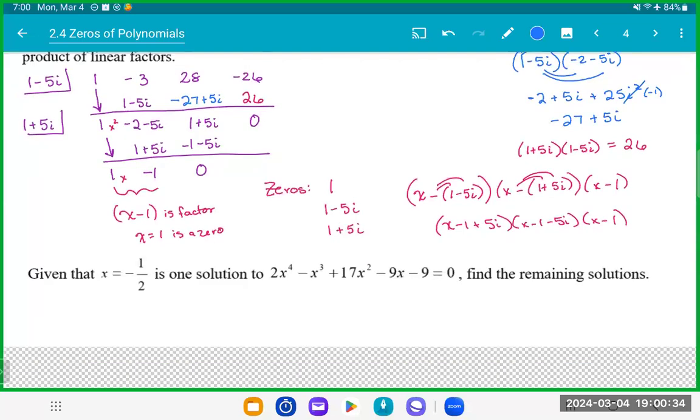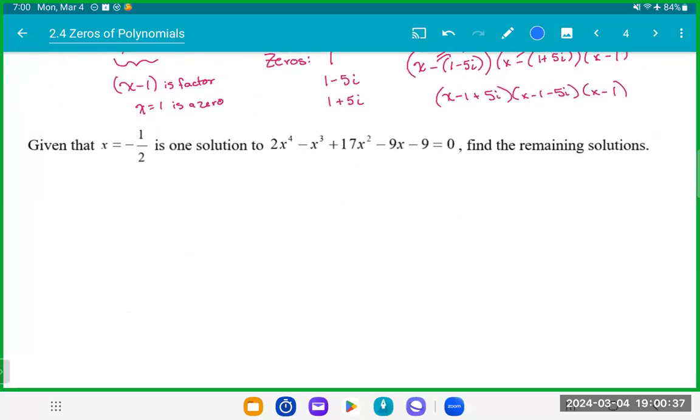Okay. So now let's look at this last example of this kind here. Given that x is -1/2, we want to find the remaining solutions. So the first thing we could do here is determine what possible zeros there could be. To do that, we will do factors of -9 over the factors of 2.